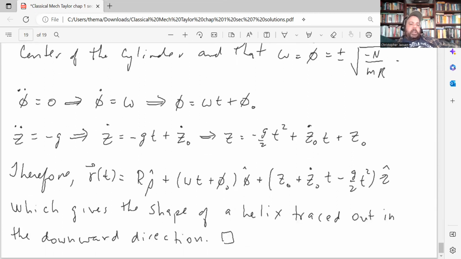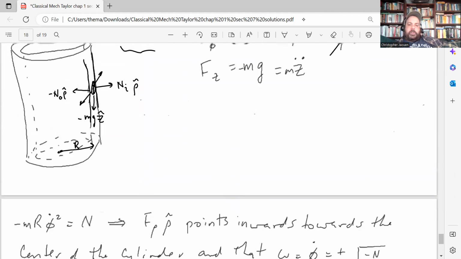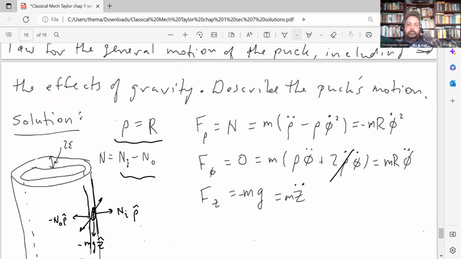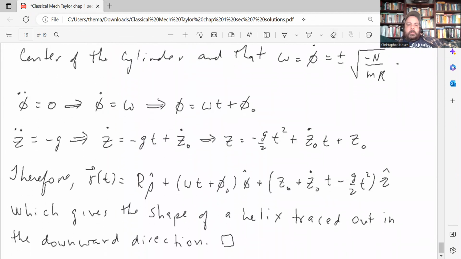All right, phi double dot is 0 from that second differential equation. You just divide by m and r. Just to remind you over here, I can divide out by m r, and that gives me phi double dot equals 0. Right, so that means that phi dot is constant, which is equal to the initial frequency, which is omega, and then you integrate that one more time, you get omega t plus phi 0, which is the initial angle that the puck is starting at.